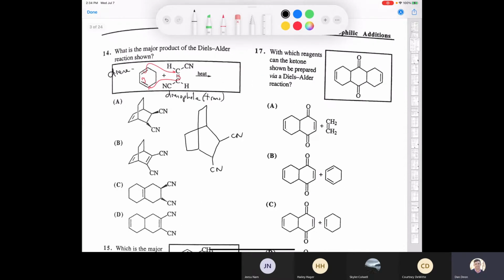Okay, so if you look at all the answers, you can see that A is the correct answer. It's definitely the one that's the closest. I mean, B has two double bonds. That's just totally jacked up.